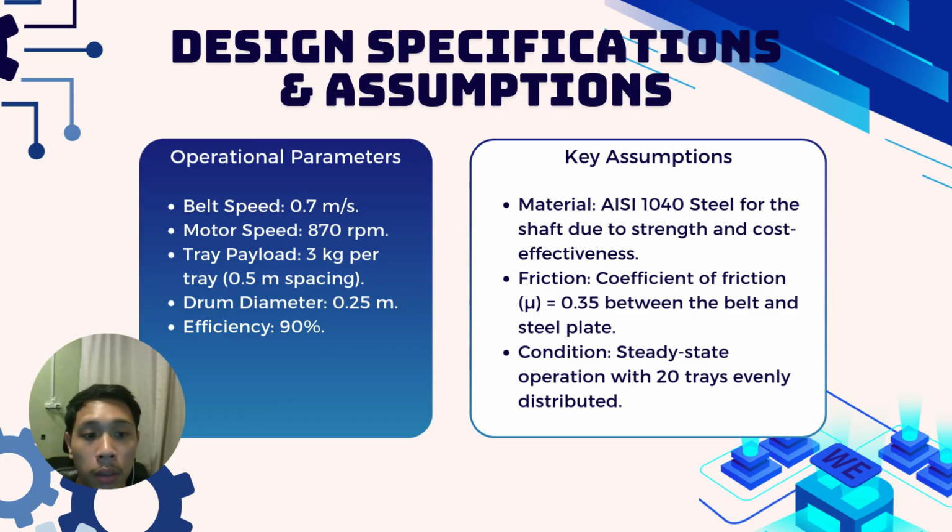We selected the material AISI 1040 steel for the shaft material to provide the best balance between strength and cost effectiveness. We also assume the coefficient of friction is 0.35 between the belt and steel support plate. Finally, we calculate based on the steady state operation with 20 trays spaced 0.5 meter apart.